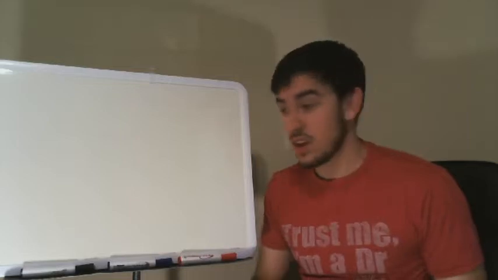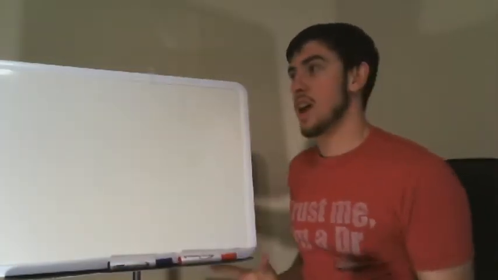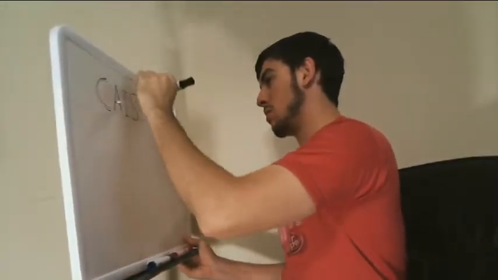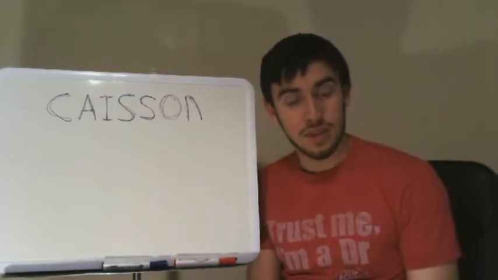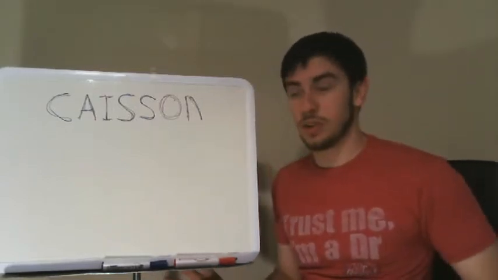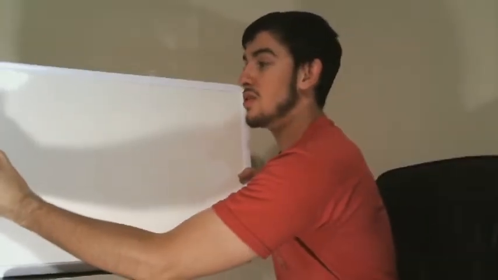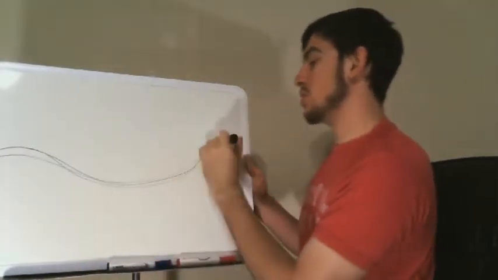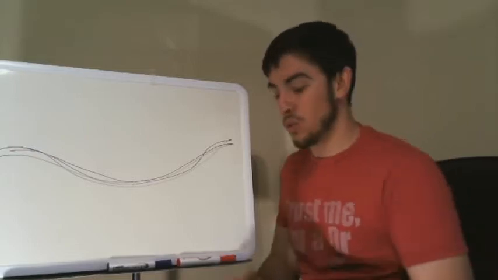Today we're going to talk about something kind of interesting. We're going to talk about something called a caisson. Now, a caisson is used in bridge building. It's used in the building of certain kinds of suspension bridges. These suspension bridges are bridges that need to span very large distances, like, say, a very, very wide river.